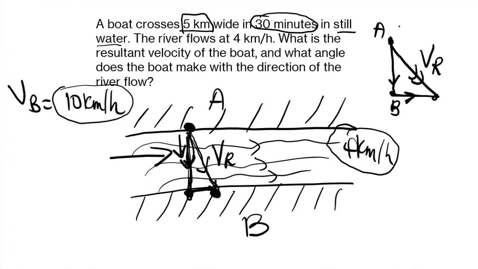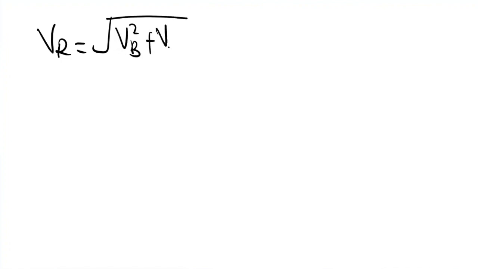Okay, so this is what we have from this river case. And do we know the velocity of the man? This is the velocity of the man. We have 10 kilometers per hour. The one moving like this is the river velocity. That's 4 kilometers per hour. We can use this data to evaluate VR for a right angle triangle. So for a right angle triangle, we say that VR is going to be equal to the square root of the velocity of the boat squared plus the velocity of the river squared.